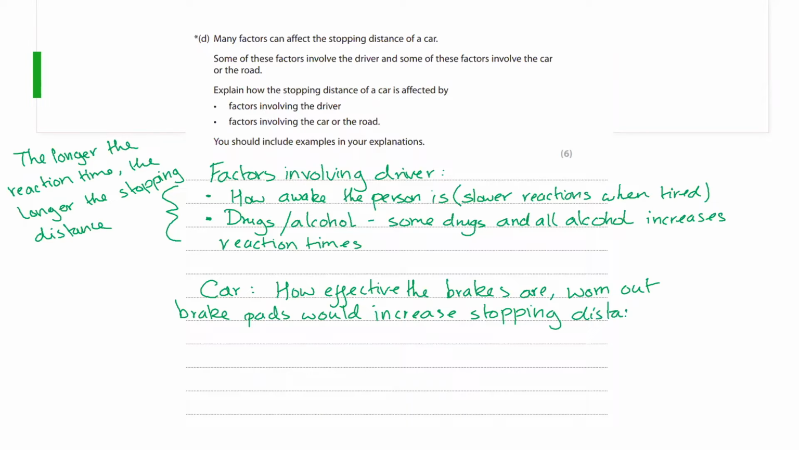Oh, the tyres as well. We'll have 2 for each. So tyres that are in bad condition. That's why you have to get your tyres checked. It's actually illegal to drive what's called a bald tyre. A bald tyre is when the tread has worn down, and it can increase stopping distance.